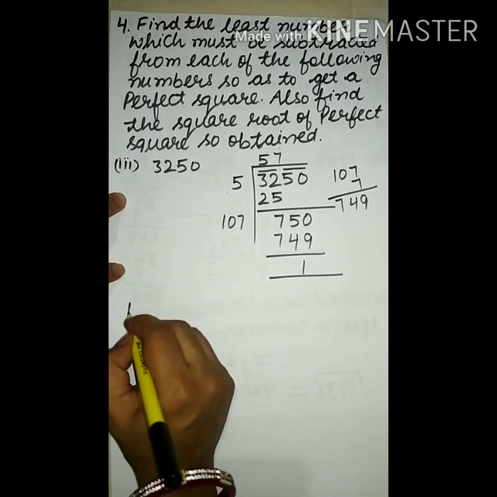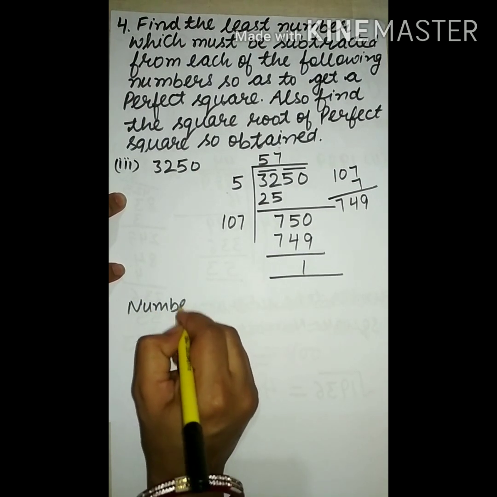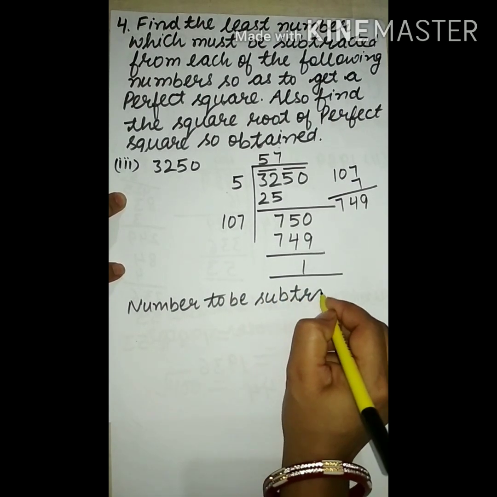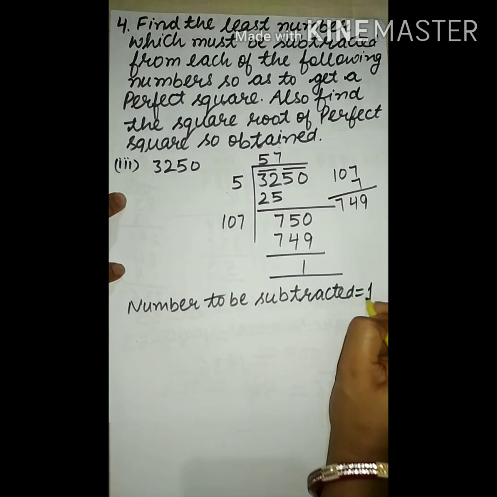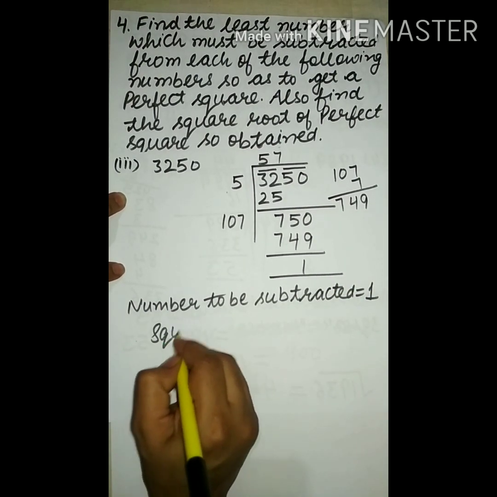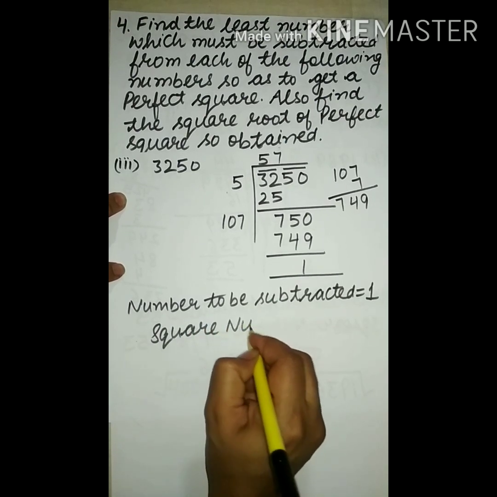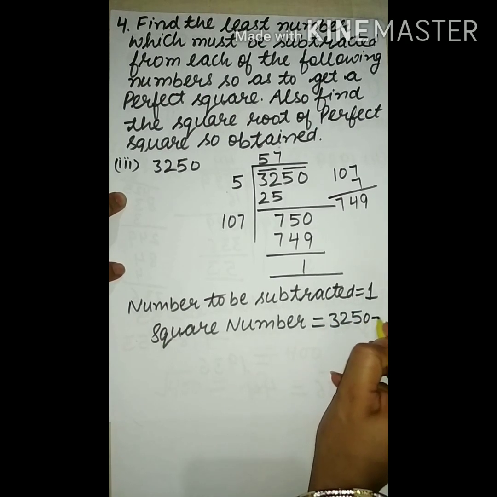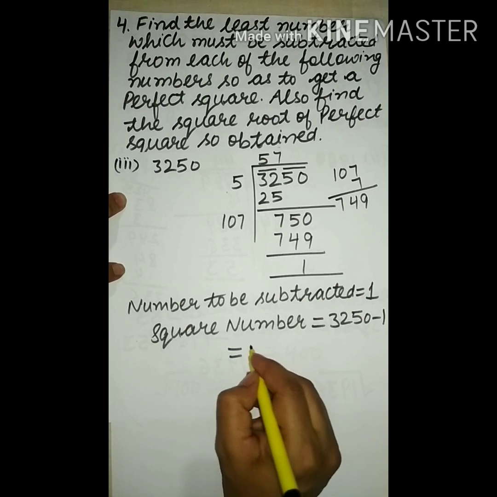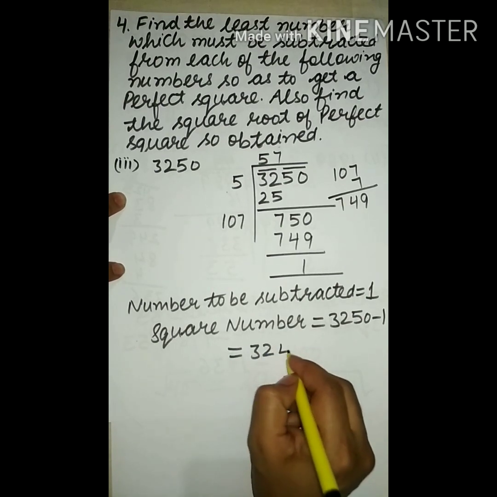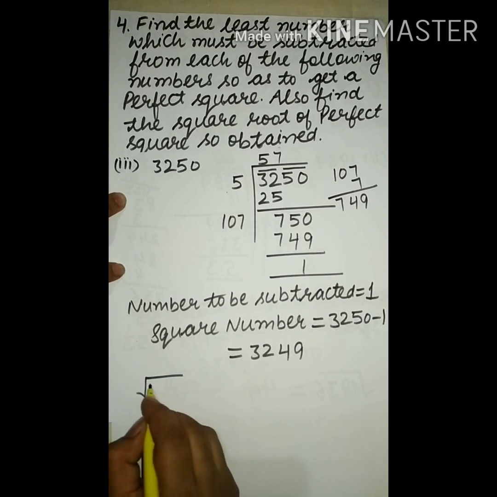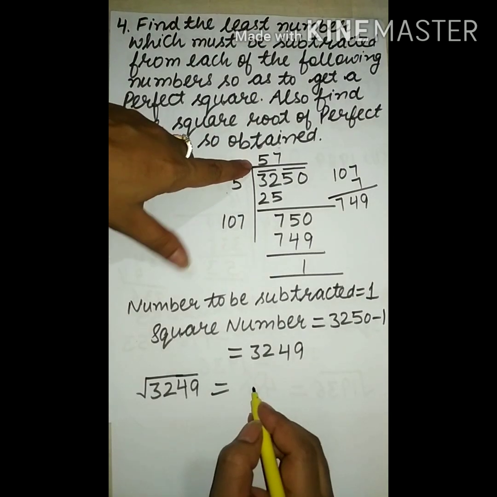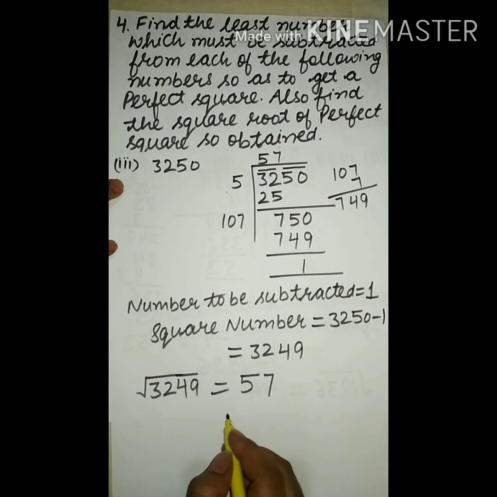It means the number to be subtracted will be equal to 1, and the square number will be equal to 3250 minus 1. It means it is 3249. Now also we have to find out the square root of 3249, which will ultimately be equal to 57. This is the required answer.